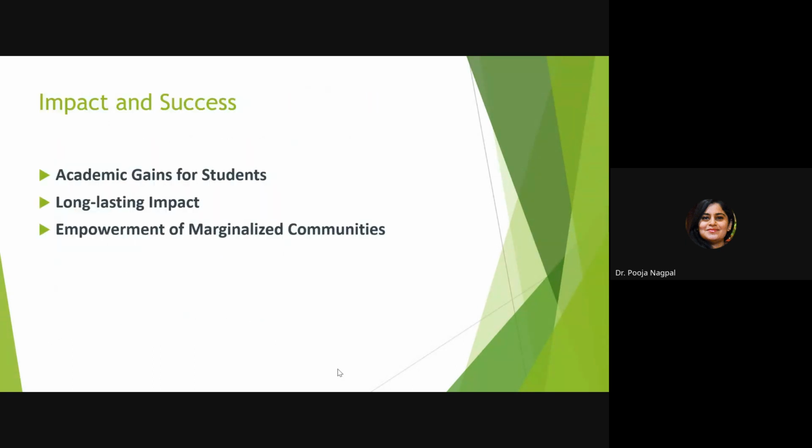So what was the impact and success? Academic gains for students, long-lasting impact, empowerment of marginalized communities. Okay, so we were not talking here about emotional well-being and so on. That specific goal was for academic gains for students. They were learning some professional activities and getting hands-on experience for empowerment, basically.